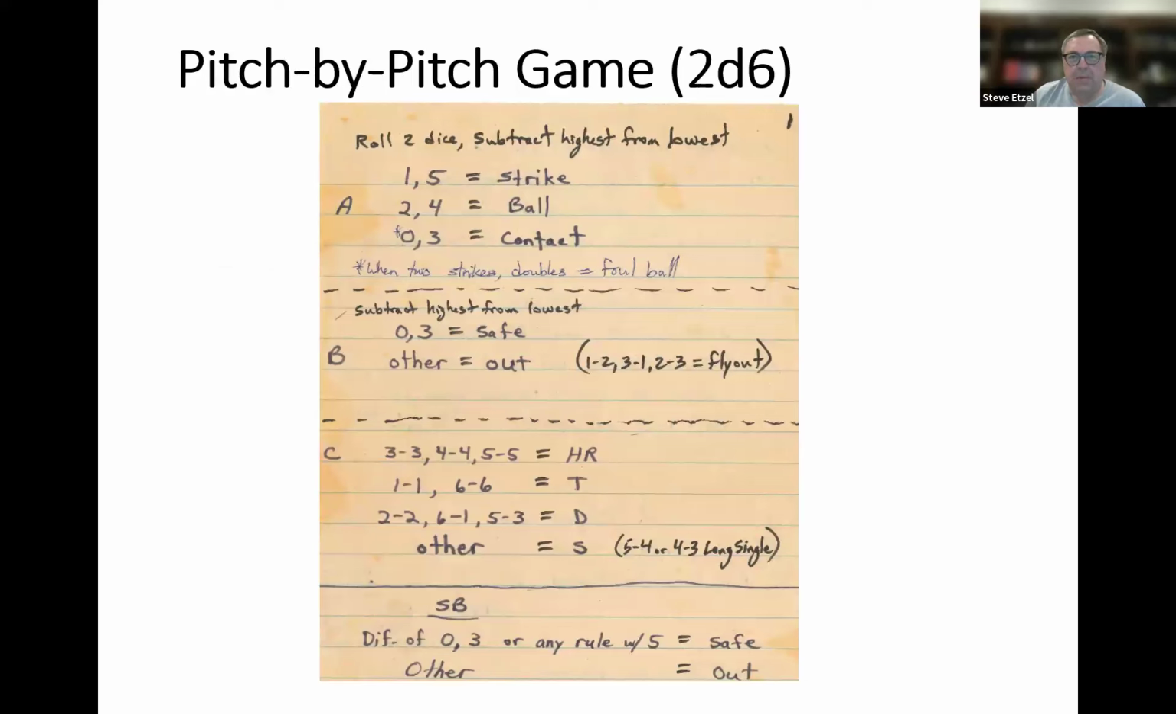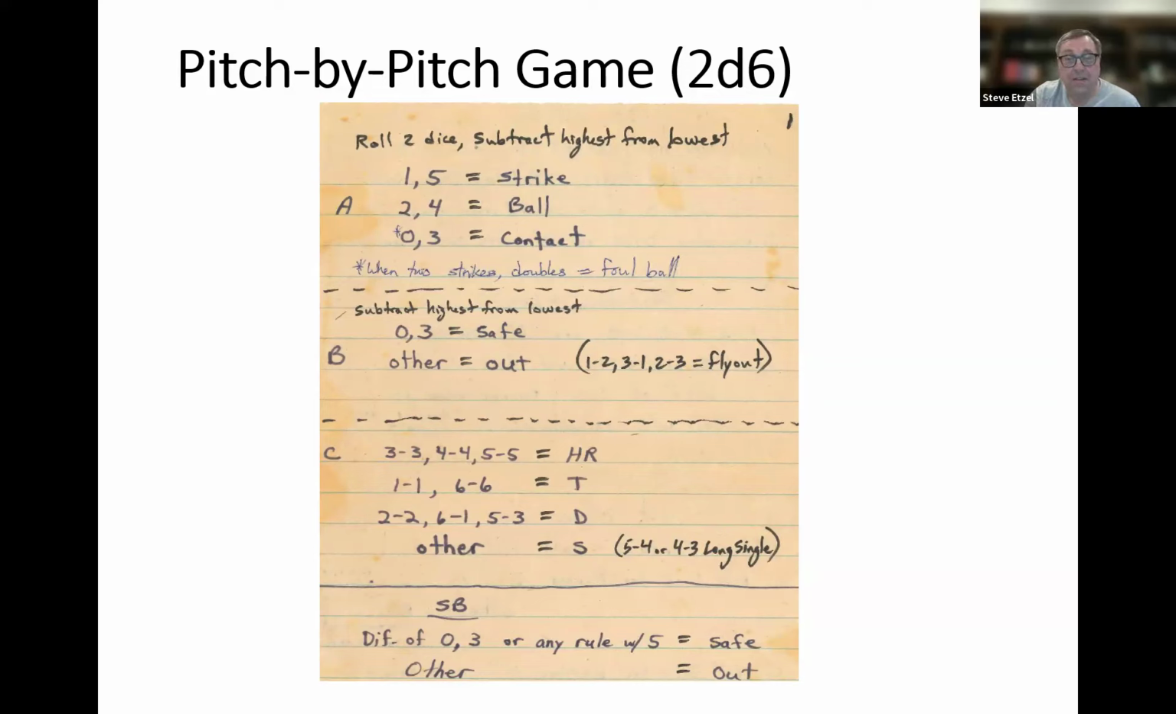So this is a piece of tablet paper from my junior high school days where I wrote down the rules to the first pitch-by-pitch game. There were two D6 dice. Instead of summing them up, you generally subtracted them, and these were the rules. First, you did balls and strikes until there was either a strikeout, a walk, or the ball went in play. Once the ball was in play, you rolled again to see if the batter was safe or out. And then if he was safe, you rolled again to see what kind of hit it was. There were a few other rules, including stolen bases and whatnot, but very generic. There were no specific player cards or anything.